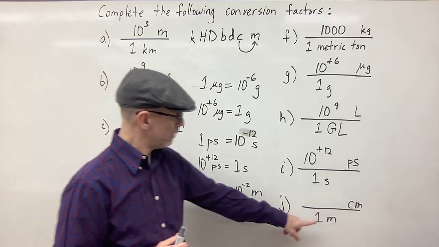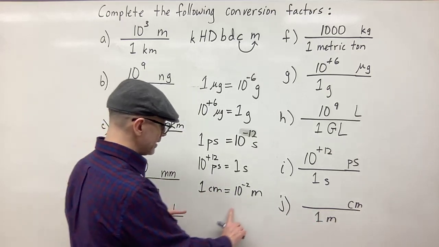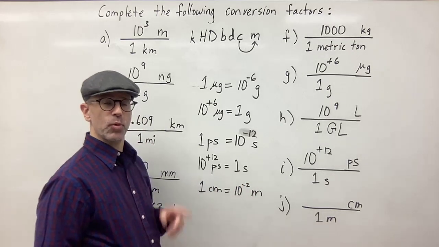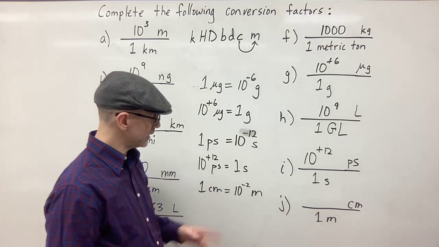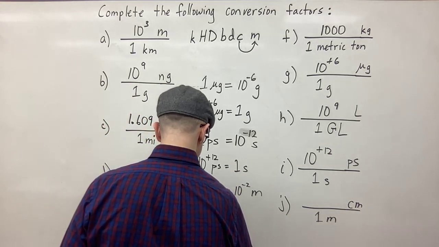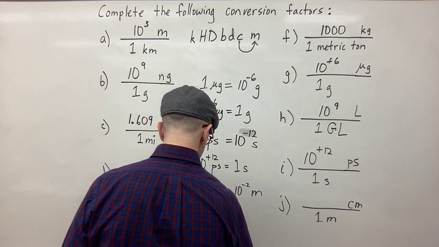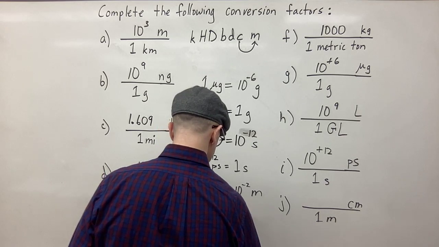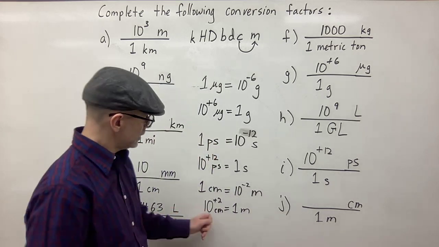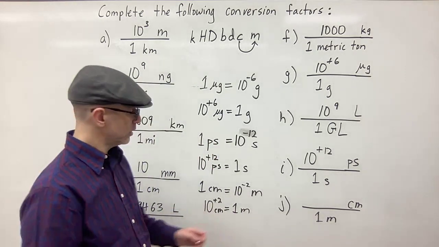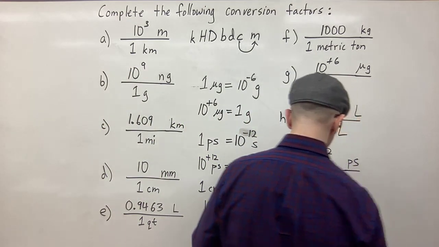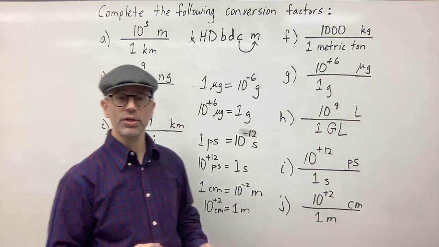But again, I have 1 with the meter. So if I put the 1 on this side, then I got to take this and put it with this side with the prefix unit. But when I do, you change the sign. In this case, I have a negative, so I'm going to make it positive over here. So 10 to the positive 2 centimeters is equal to 1 meter. 10 to the positive 2 is the same as 100. So 1 meter is equal to 10 to the positive 2 centimeters, or 100 centimeters.